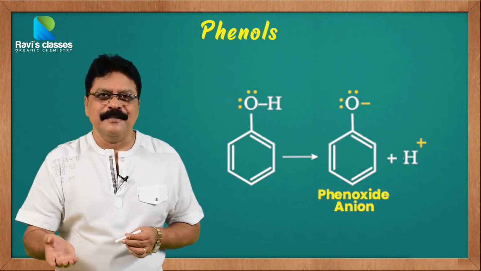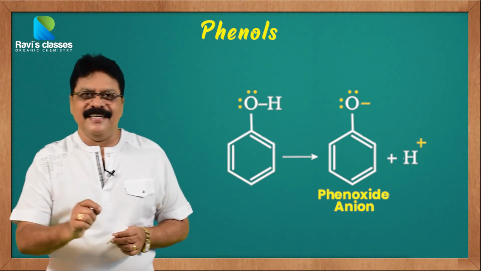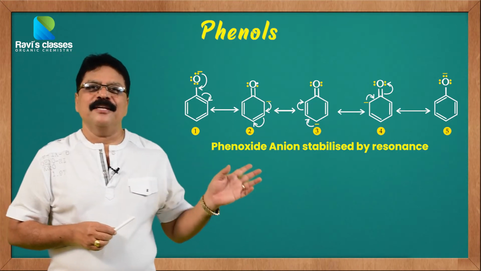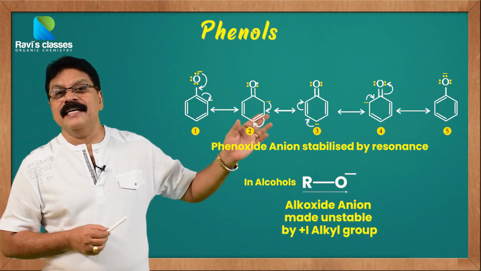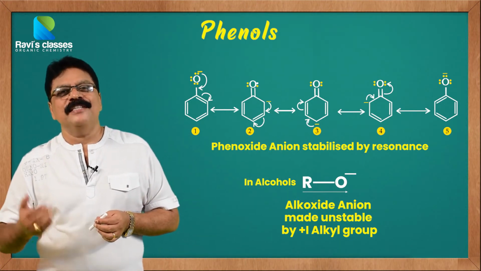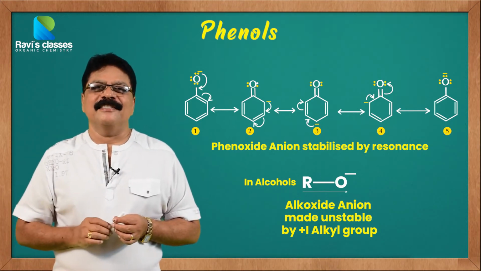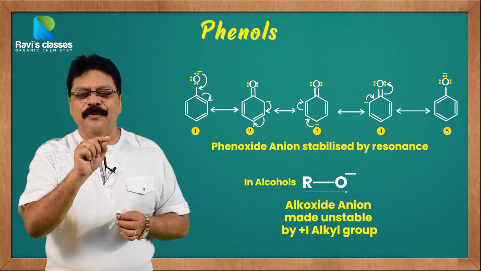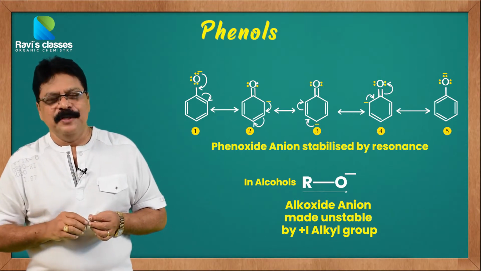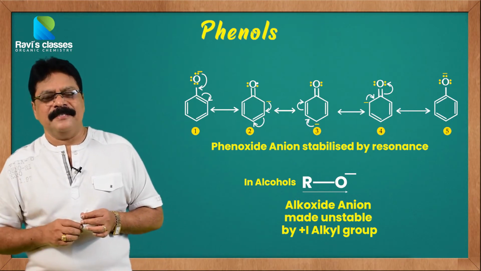Once it releases H plus, whenever some compound releases H plus, we say it is acidic in nature. Not only that, in the case of phenol, once a phenoxide anion is formed, when you compare with that of alcohol, there the neighboring group was an alkyl group. Alkyl group was an electron releasing plus I group, and therefore the alkoxide anion there was unstable. Here, once a phenoxide anion is formed, the newly acquired pair of electrons enters the ring and it gets stabilized by resonance. So, in phenol, the phenoxide anion is stabilized. Therefore, it shows acidic character very fast.